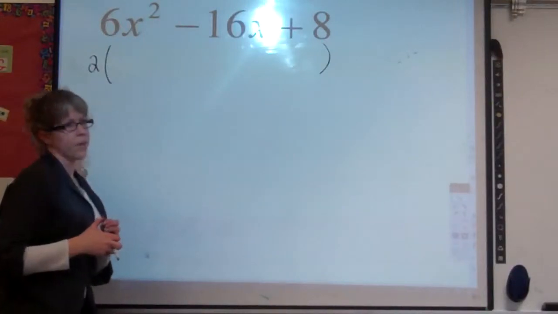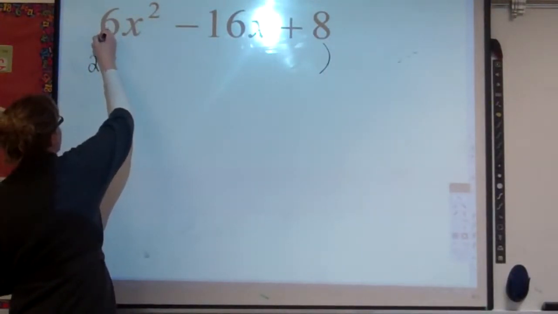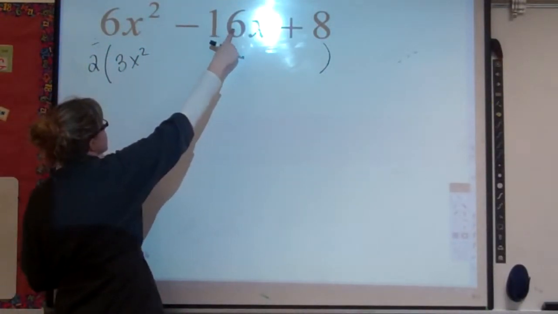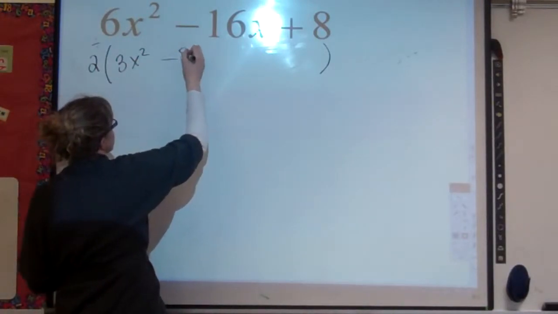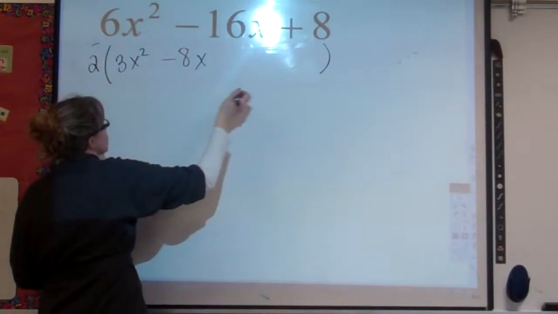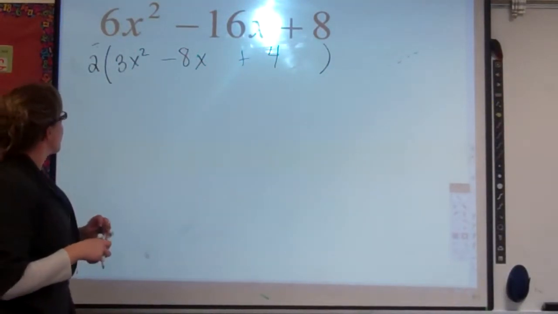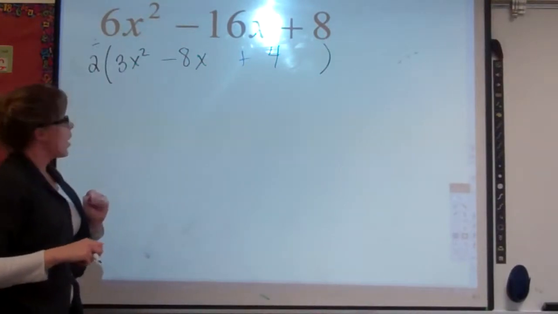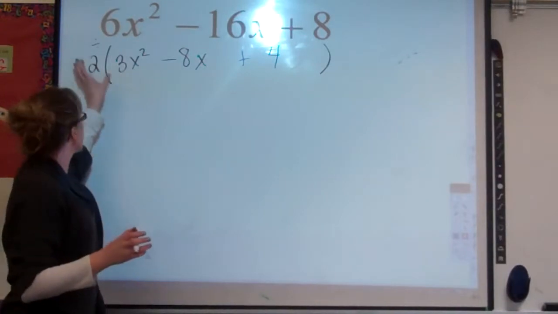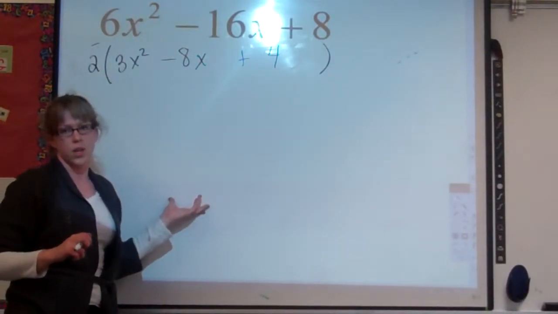We've done this before. So when I factor out a 2, I divide. 6 divided by 2 is 3x squared. 16 divided by 2 is 8x. And 8 divided by 2 is 4. The reason why we do this is so that we work with smaller numbers, and also we will get the right answer as long as we factor out a number if we needed to. The other 2 examples, we didn't need to.